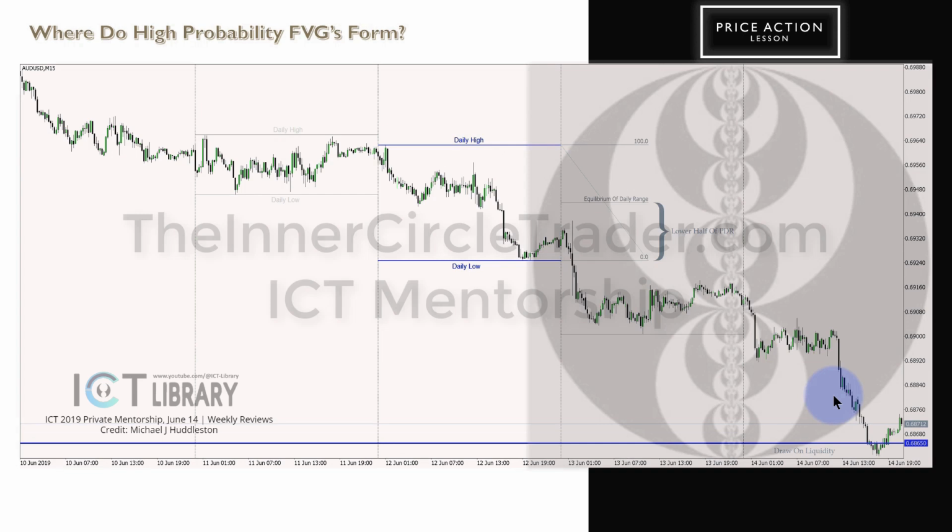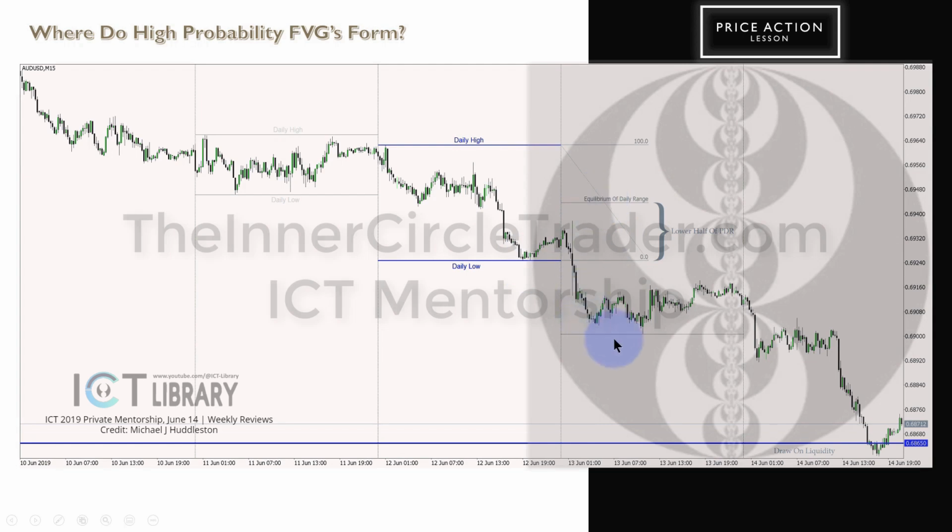When we're bearish, and everything I'm saying here, you just reverse it when it's bullish, we've split the daily range on the 12th of June. The equilibrium of the daily range is this level right here, okay? So this range down to the daily low, that is your sweet spot, if you will.